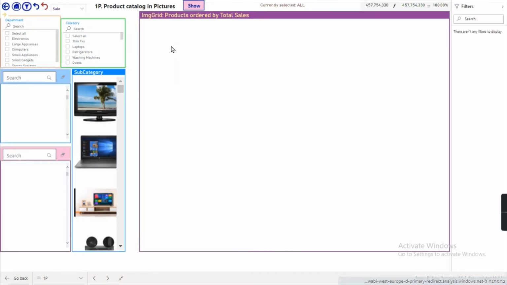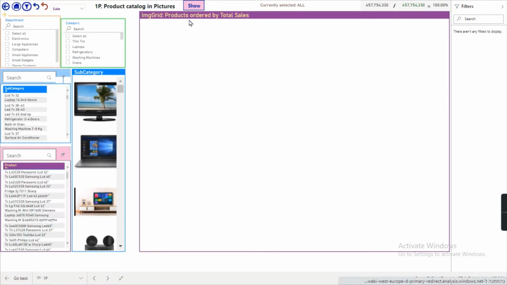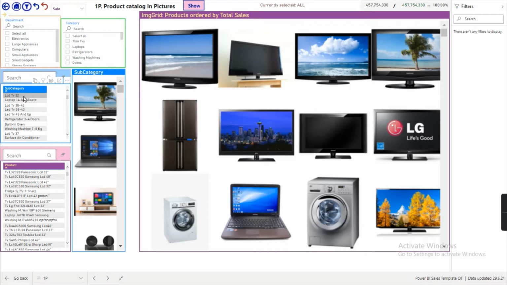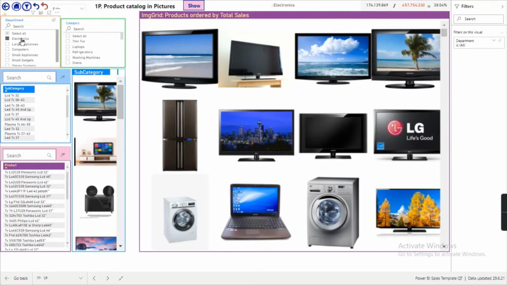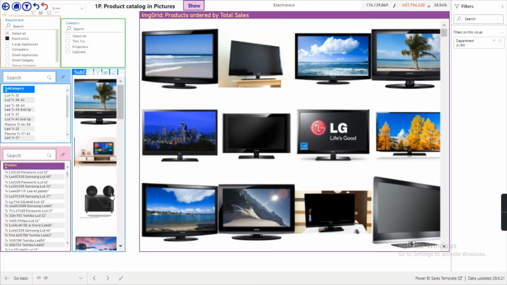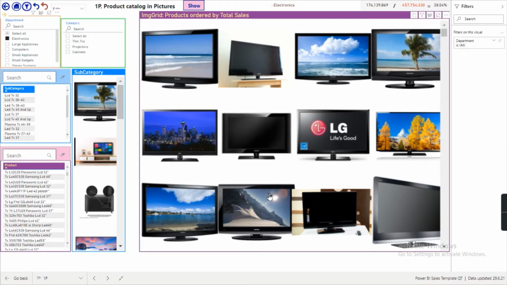Let's see the products. Okay, before the products, we see the subcategories. The first subcategory is LCD TV 32 inches, this one. Then laptop 40 and above. Then LCD TV 38, LED TV 38 and up, and so on. So in electronics, we have mostly TVs, as we can see here and here.